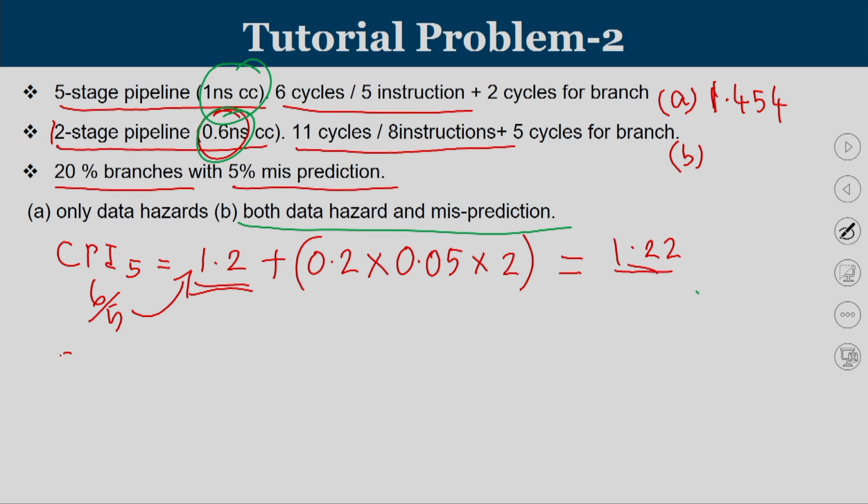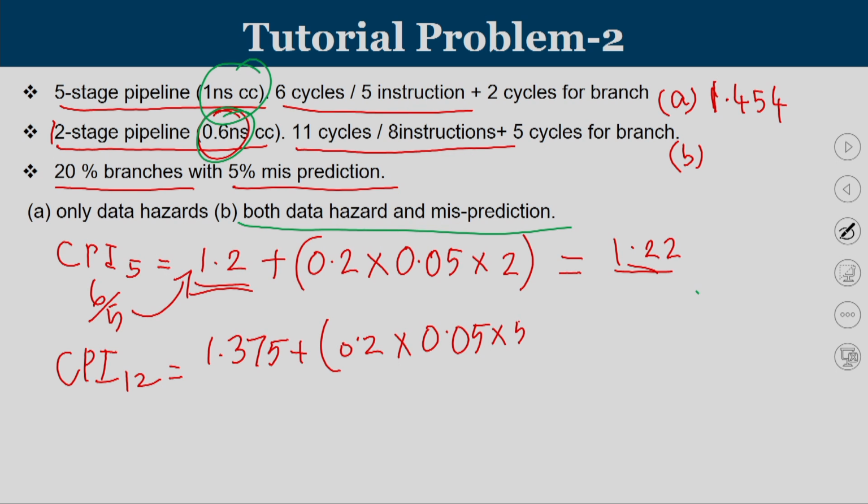Now, when it comes to the 12-stage pipeline, the initial CPI was 1.375, plus 0.2, that is the total percentage of branch instructions, and out of the branches 0.05 is misprediction. But in the 12-stage pipeline, every misprediction is going to take 5 cycles. So this will give us a value of 1.425.